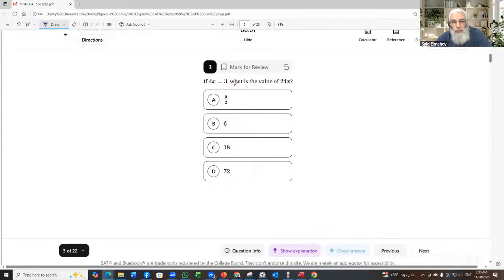4x equals 3. What is the value of 24x? 4x equals 3, so 24x equals what? We need to multiply here times 6. 3 times 6 is 18. So the answer is 18.